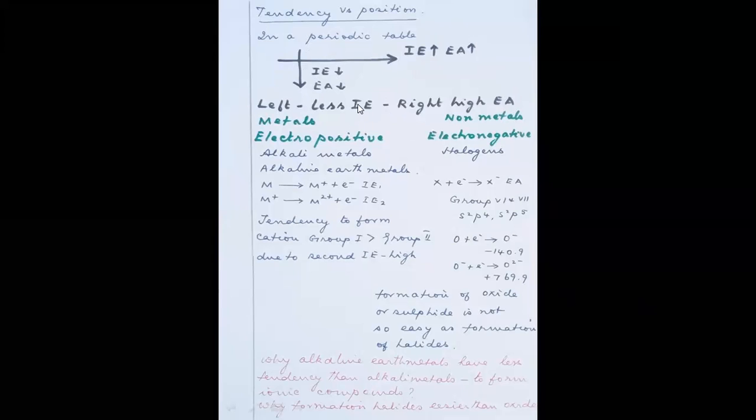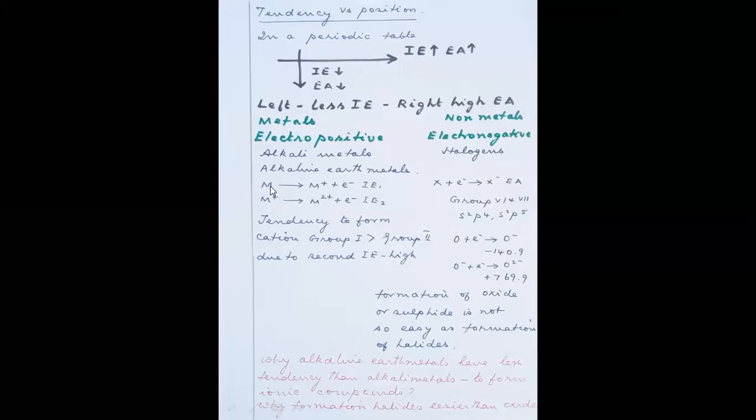So when the ionization energy is less, they are metals. Their character is electropositive. On the right side, they are non-metals. Their character is electronegative. For the electropositive elements, alkali metals and alkaline earth metals can be taken as examples. And for electronegative elements, halogens can be taken as example.